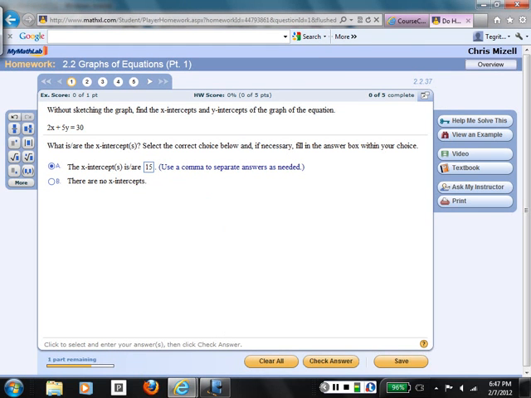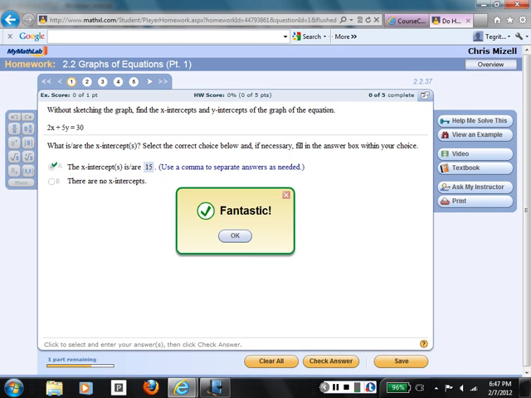15. Just the one x-intercept. If there were multiple x-intercepts, it would want commas in between them. But just the one, evidently, it just wants the 15.